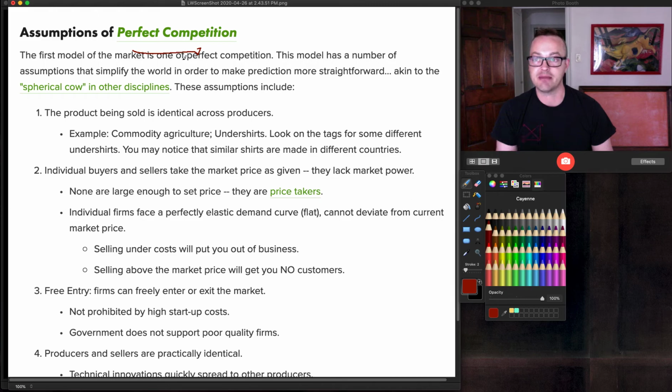So what does that mean? Again, here's some information on it's this idea of a spherical cow. We use the simple model to understand the world a little bit better. Okay, so 5 assumptions that I want to point out. The first one is we're talking about what we call homogeneous products. And all that's just a fancy word for saying that the good in the market is identical.